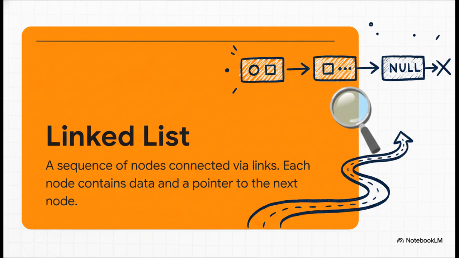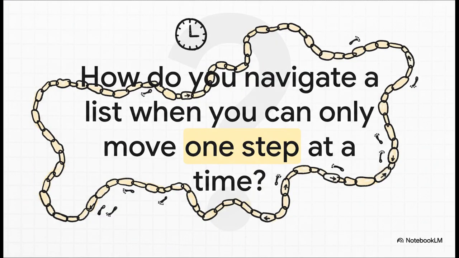So first, just a quick refresher, right? A linked list is basically a chain of nodes. Each node has some data, and this is the important part, a pointer to the very next node in the line. Think of it like a one-way street. You can only move forward one step at a time until you hit that final null, which is just a dead end. And that one-way nature, that's the whole challenge, isn't it?